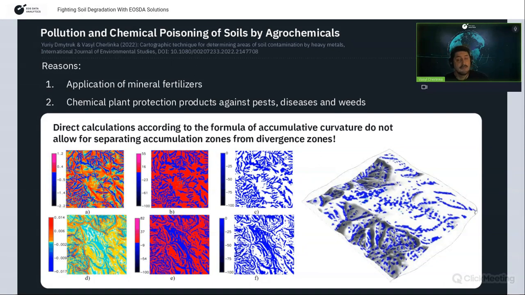Modeling of soil contamination by industrial or agrochemical pollutants is based on the curvature of the topographic surface, specifically the accumulative curvature. These methods provide us with a map of depressions where pollution will accumulate and are more advanced than regular grid sampling for monitoring.